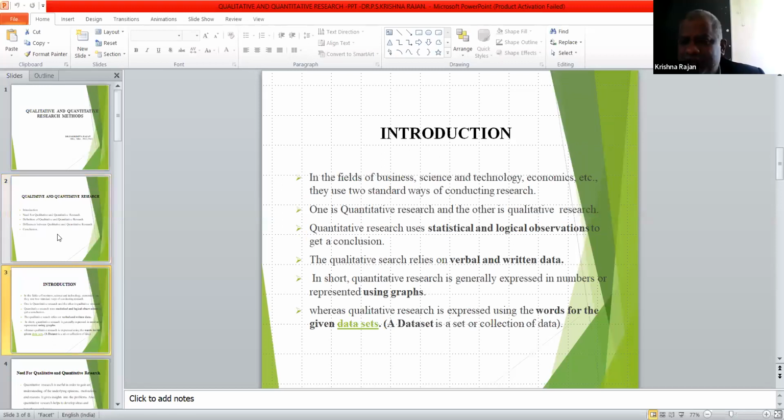Introduction. As we know, in the field of business, science, and technology, economics, various disciplines, there are only 2 standard ways of conducting research. One is qualitative and one is quantitative. Quantitative research uses statistical and logical observations to get a conclusion, whereas the qualitative research uses verbal and written data. In short, quantitative research is generally expressed in numbers or represented using graphs, whereas the qualitative research is expressed using words for the given data or data sets. A data set is a collection of data.